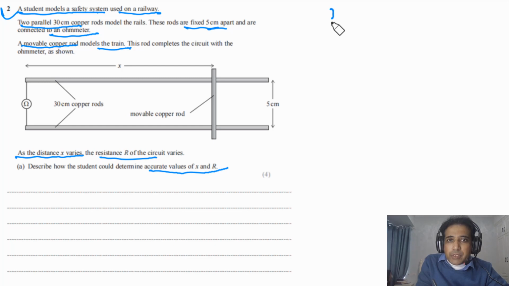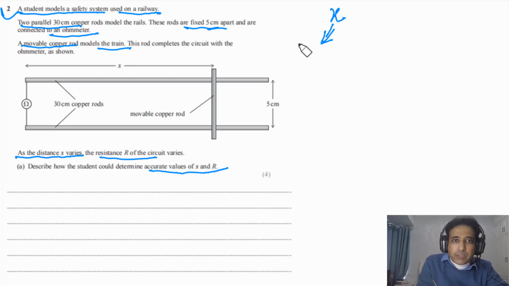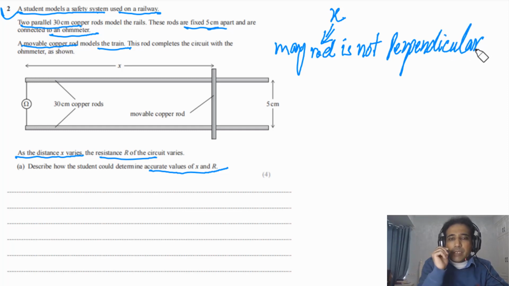So we need to determine accurate values of x and R. First of all, we need to understand what kind of problems can cause uncertainty. The rod may not be perpendicular. So this can be a problem and this can cause uncertainty. And so how can we make this rod perpendicular?